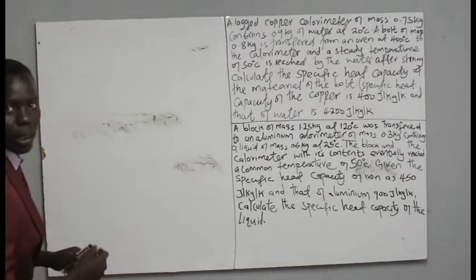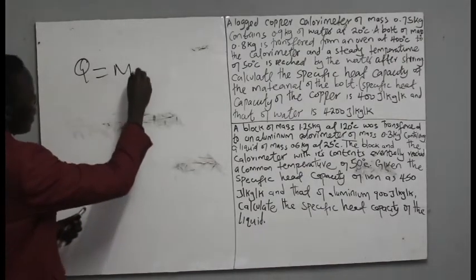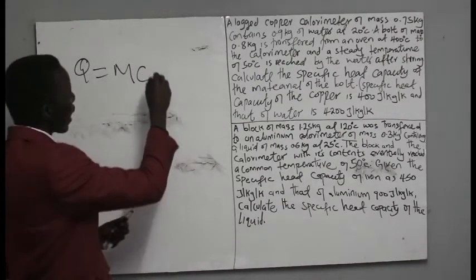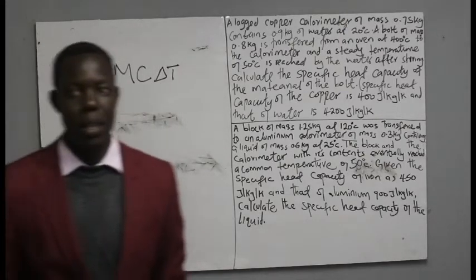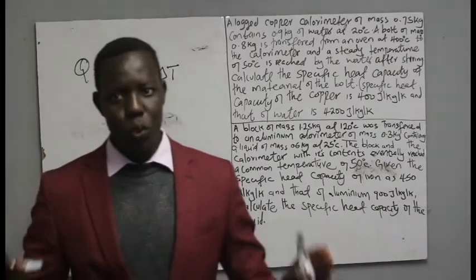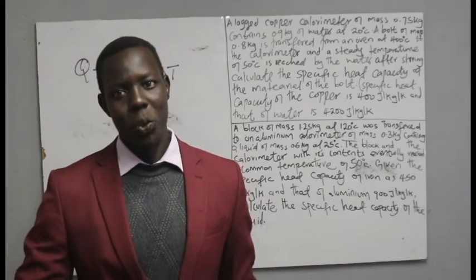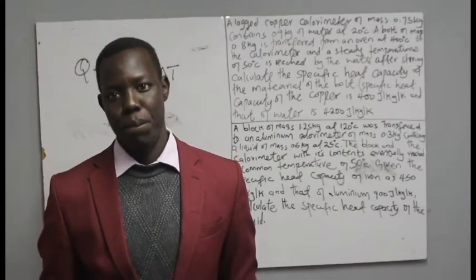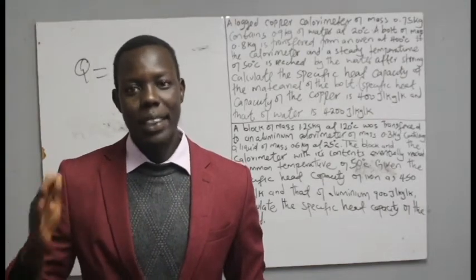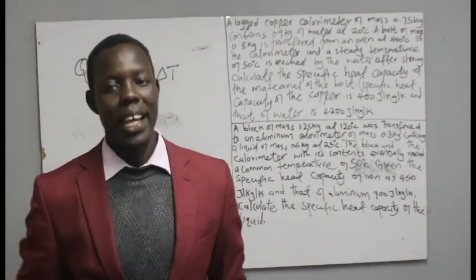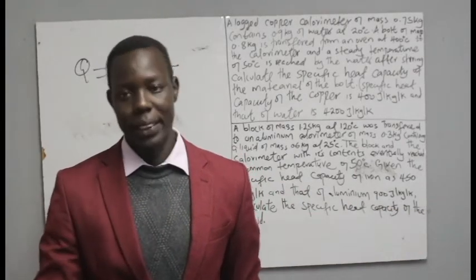We said that the quantity of heat is given by M, specific heat capacity, times change in temperature. That is what we are going to follow all through. Whatever the question that you are given, the first task is to identify the substance or substances that are losing heat, then identify the one gaining heat. You will be able to get it.